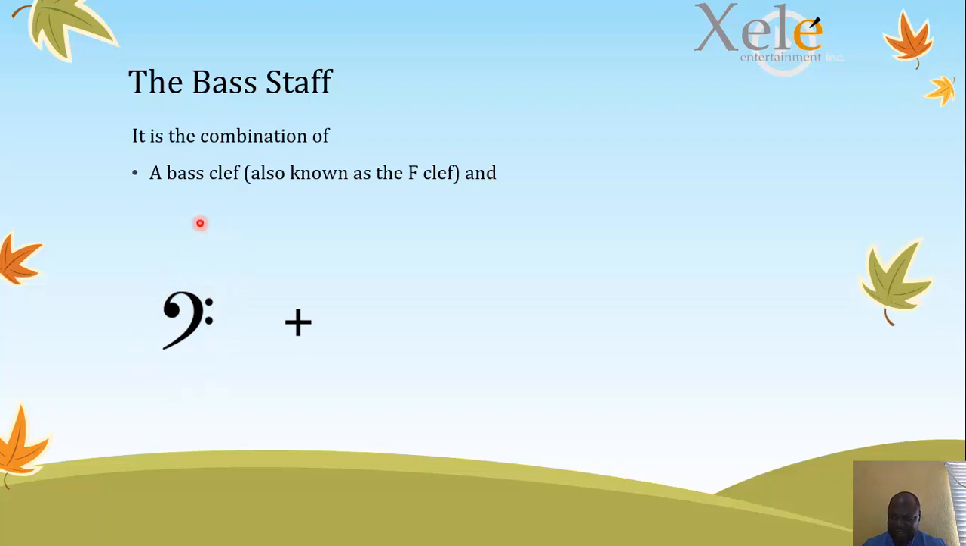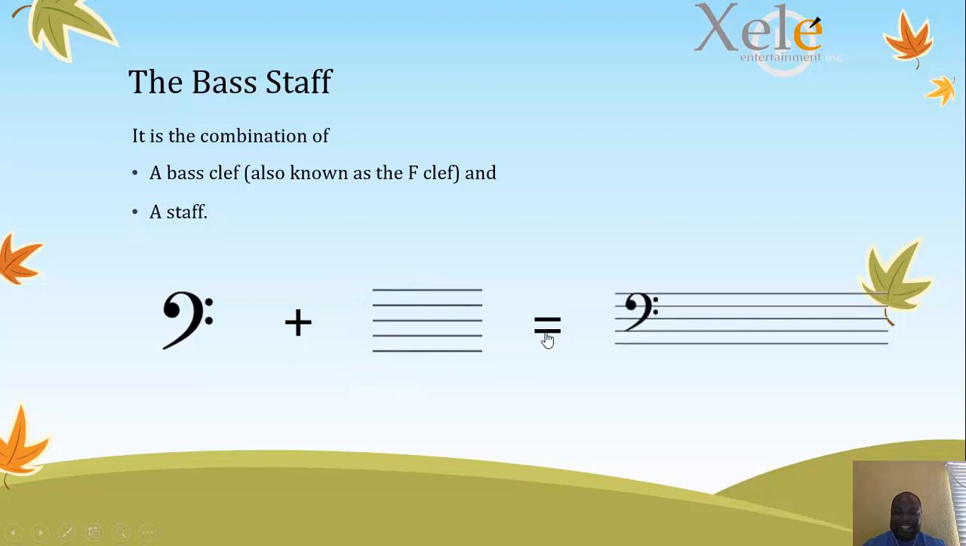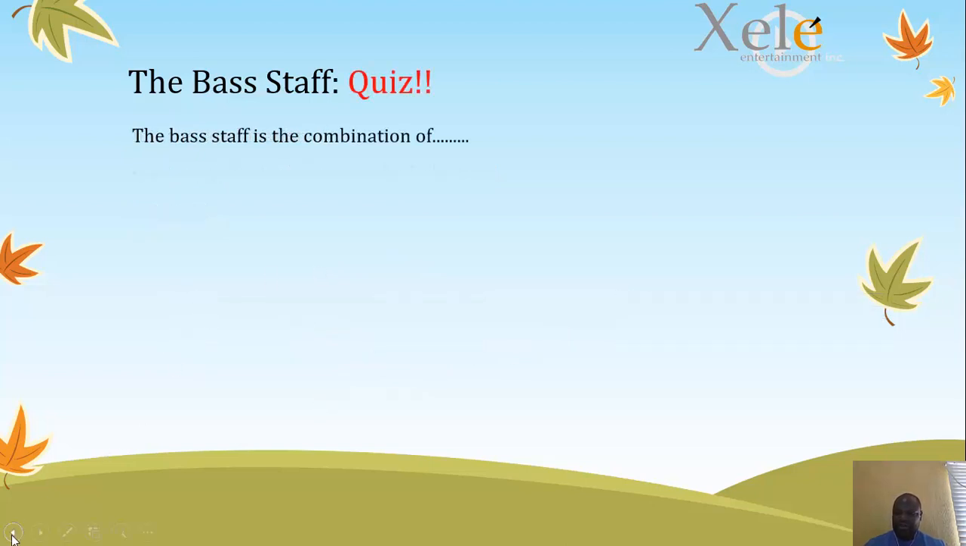Now I have to add this bass clef to something else. What is that other thing that I have to add to it? The next thing is a staff. So we take the bass clef and we add it to a staff to give us the bass staff. Please remember that the bass clef is also known as the F clef.